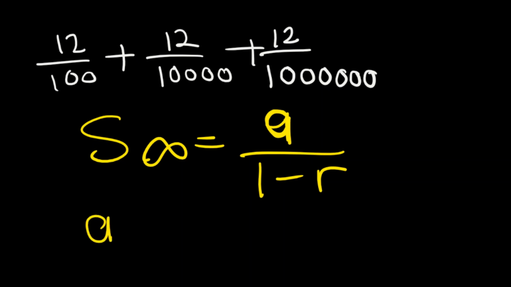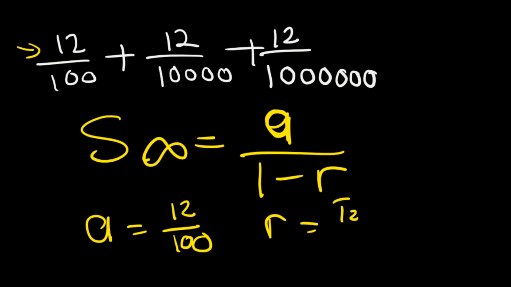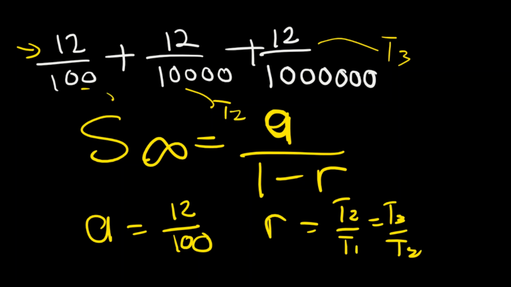So our a value is our first term of the series, which is 12 over 100, this one here. And then our r is our common ratio, which you're going to say term 2 divided by term number 1 is equal to term number 3 divided by term number 2. So this would be your term number 3, this would be your term number 2, this would be your term number 1. So divide that out, you should get your r being equal to 1 over 100.